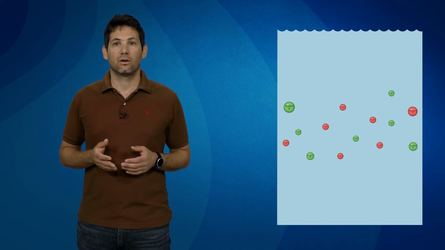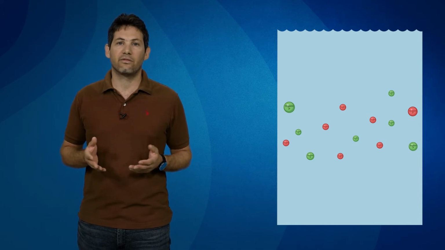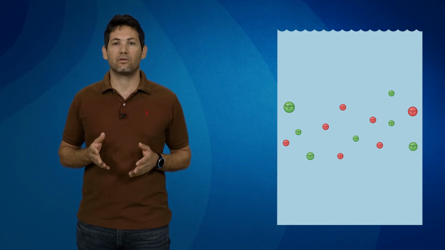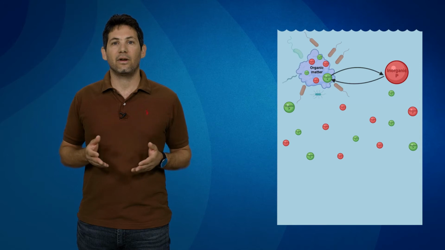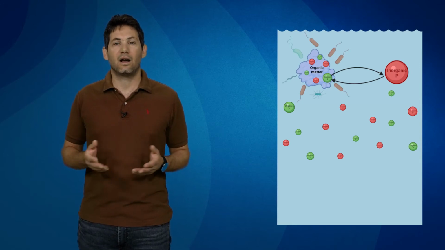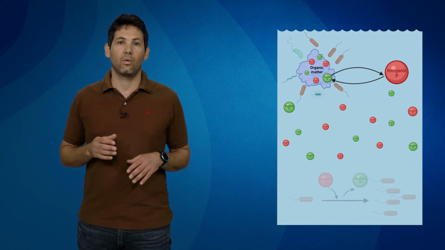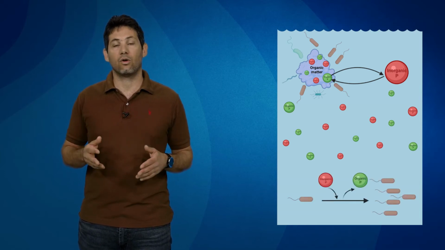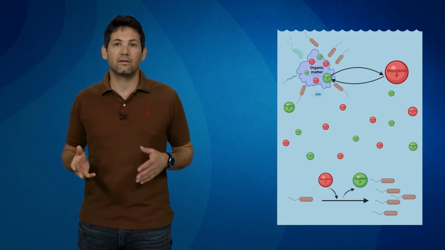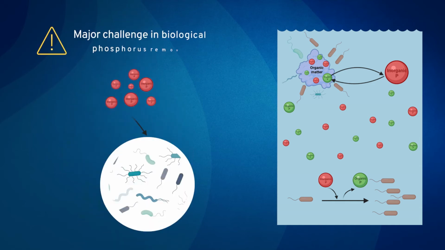Raw sewage contains both organic and dissolved inorganic phosphate. These are interchangeable in the wastewater treatment plant. When bacteria degrade organic matter, organic phosphate is released and becomes inorganic phosphate. When bacteria produce proteins or multiply, they take up inorganic phosphate and convert it to organic phosphate. A major challenge in biological phosphorus removal is to increase phosphate uptake by bacteria.